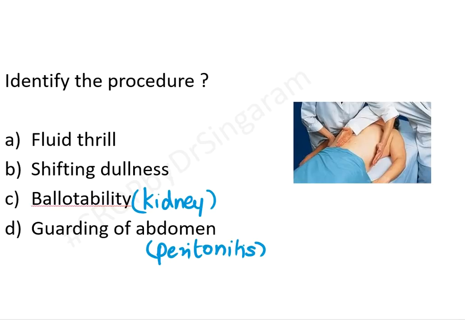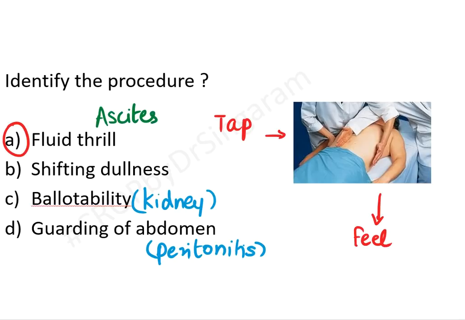The answer for this particular question is fluid thrill. What are you doing? You are just tapping on one side of the abdomen, or one flank region, and you feel for the impulse on the other side of the flank. This is what we call fluid thrill. Of course, it is done in cases of ascites, to look for the fluid inside the abdomen.